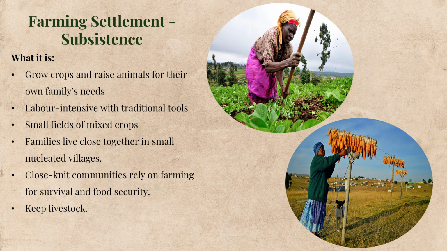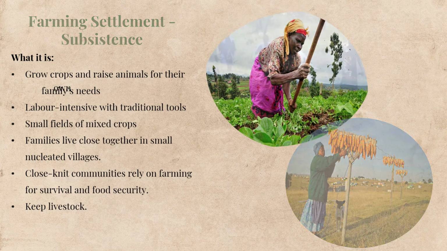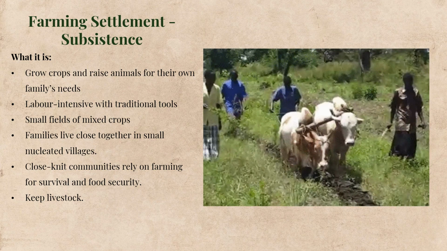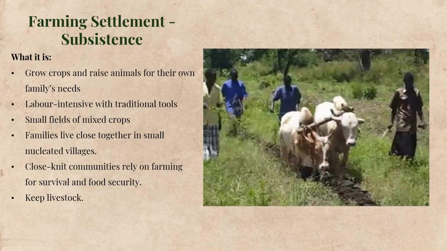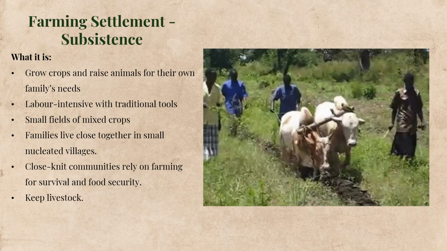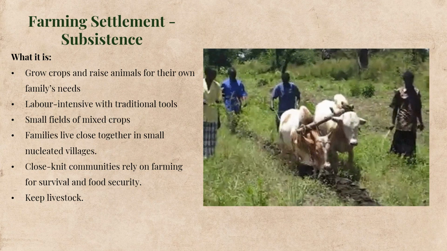When people engage in subsistence farming, they try to live close together in nucleated settlements so that they can help each other in terms of labor and food. This is very important for survival and food security. And they keep livestock like cattle, sheep, goats, and chicken for food and other purposes, like the one in the video.